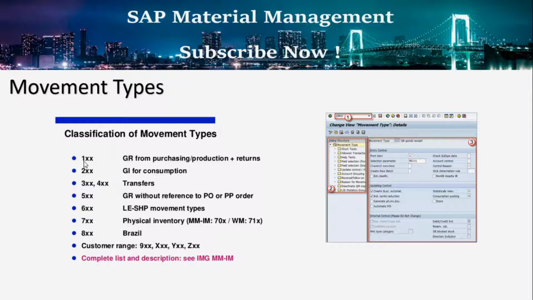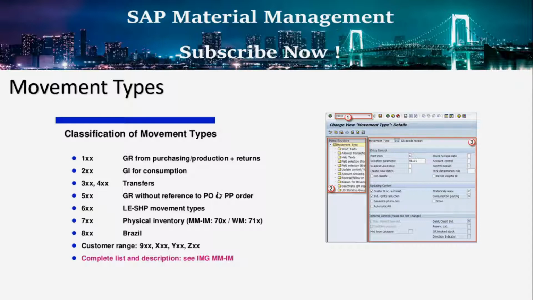You have the ones that start with 1, like 101. These all are goods receipts with reference to different documents. For example, reference with purchasing, with production orders, or returns. Then the ones starting with 2 are goods issues for consumption, like 201, consumption to a cost center. Then with 3 and 4, we have different kinds of transfer. For example, transfer from one storage location to another, transfer from one plant to another plant.